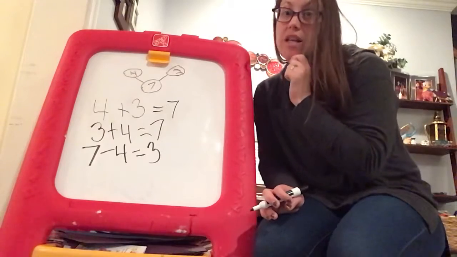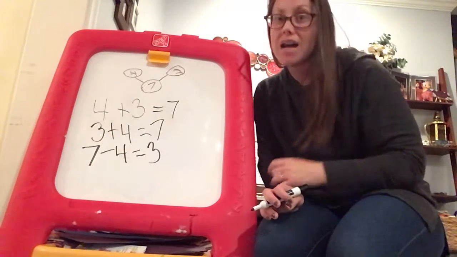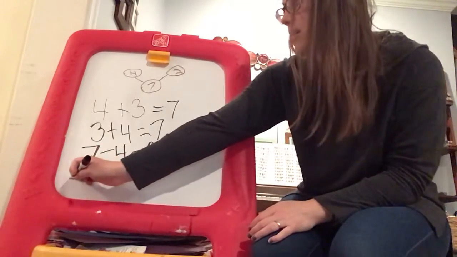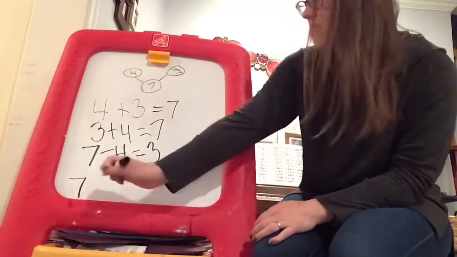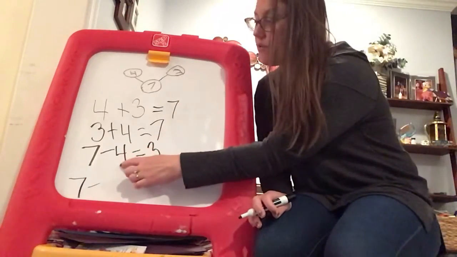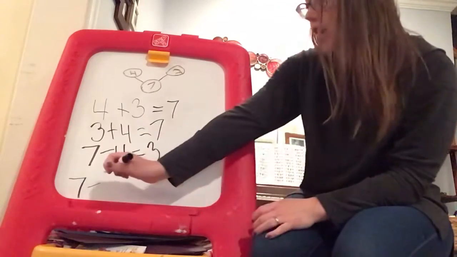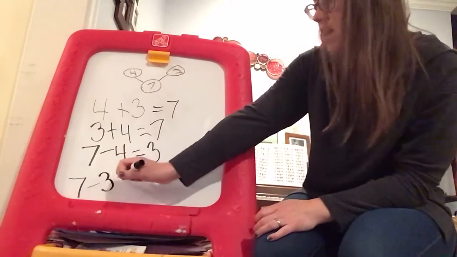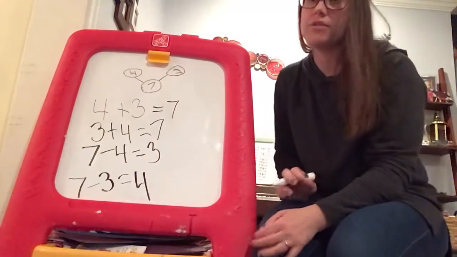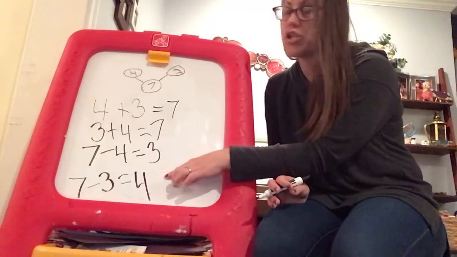Here's the tricky part. Now I have to write the second subtraction equation, but I still have to start with the whole number. So I'm going to still start with 7 minus, now I've already subtracted 4. This time I'm going to flip these two numbers and I'm going to subtract 3. And it's going to equal 4. So I have all 4 of my equations.